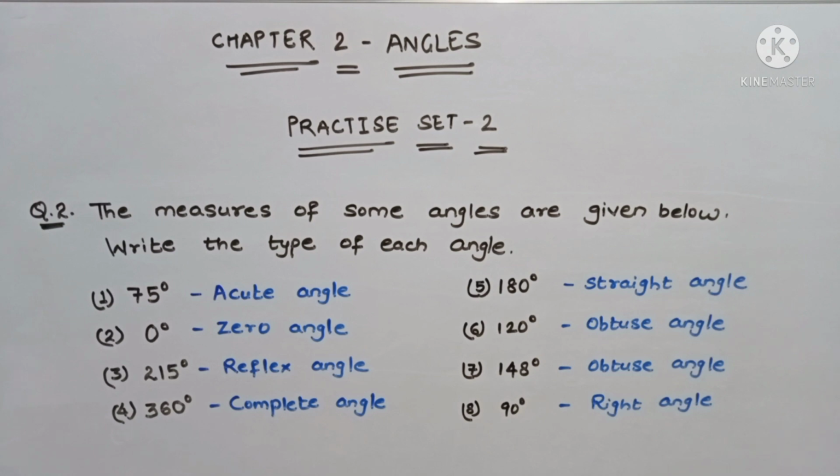Next, seventh question, 148 degree. Same as the above, more than 90 degree but less than 180 degree. 148 is less than 180 degree, so this angle will also be called an obtuse angle. Now eighth one, 90 degree. 90 degree is a right angle. 90 degrees, right angle. So these are the answers of question number 2. Verify your answers and correct yourself.